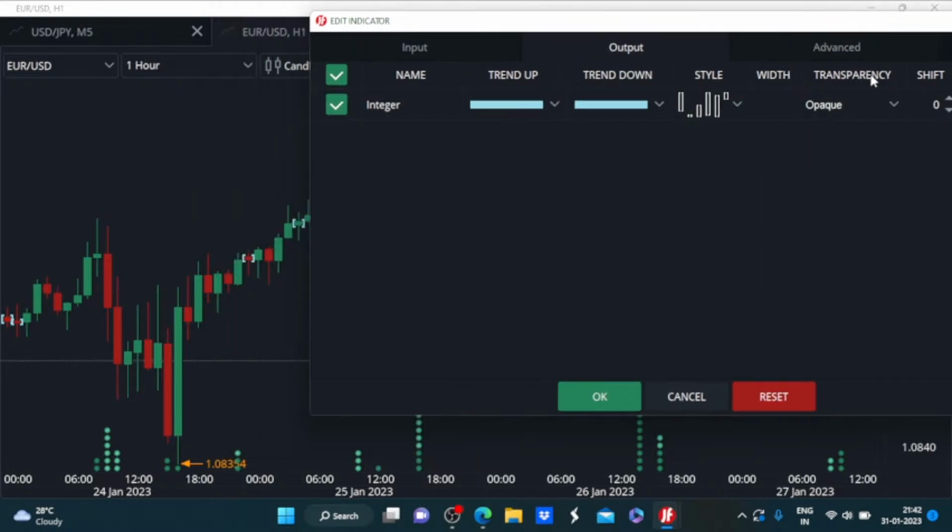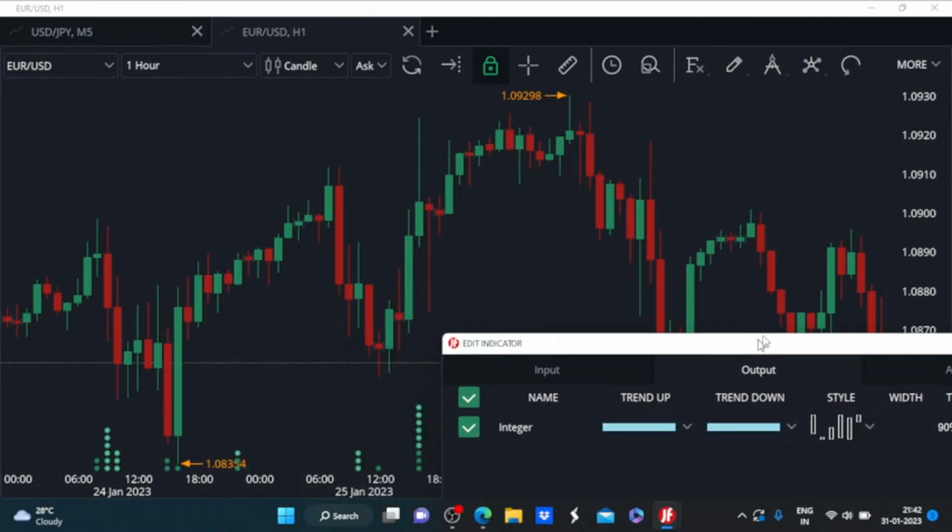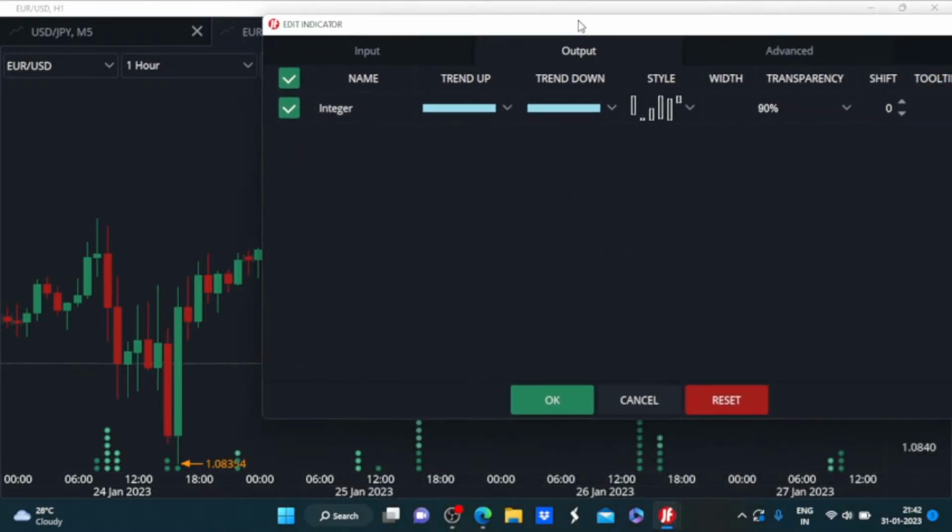The transparency factor can be varied. If you don't want this pattern recognition to look too prominent on the chart, you can reduce the opaqueness and increase the transparency. If you go for the high transparency, it will be just there to be recognized, but you will not see it given much prominence.